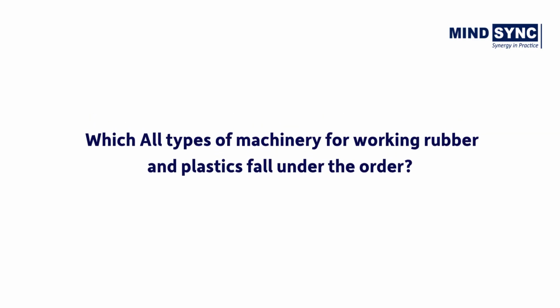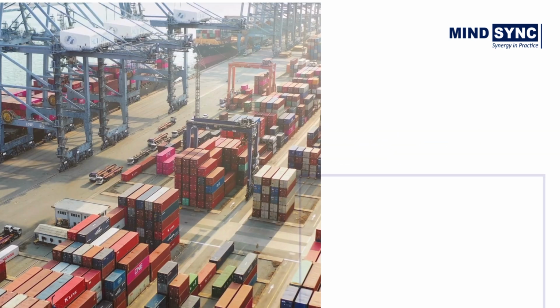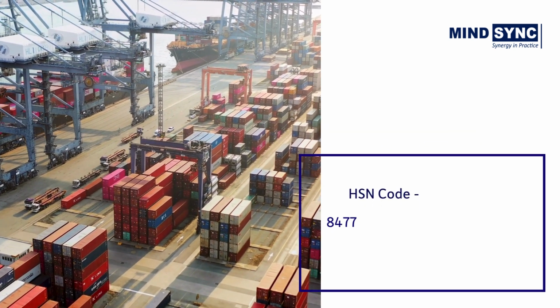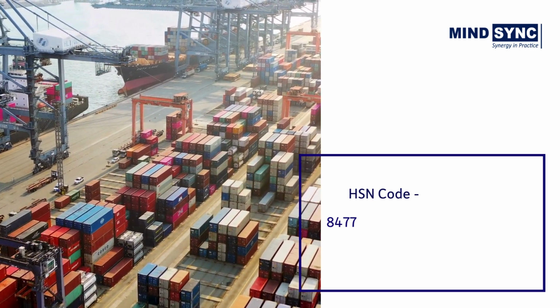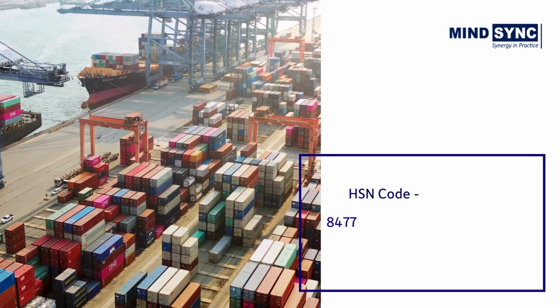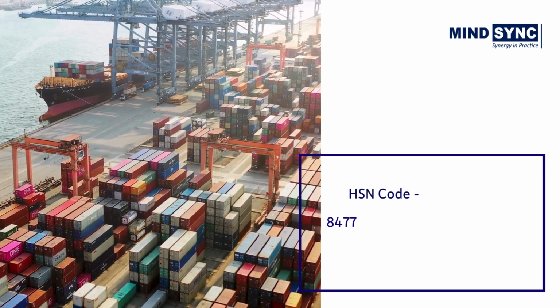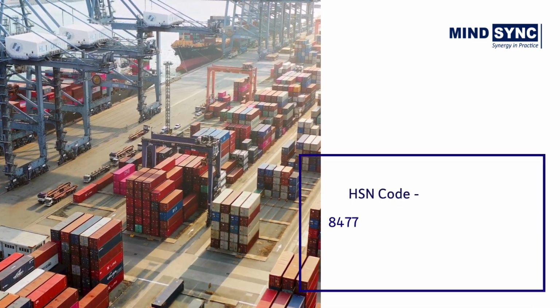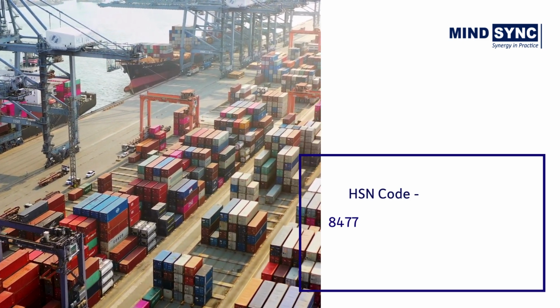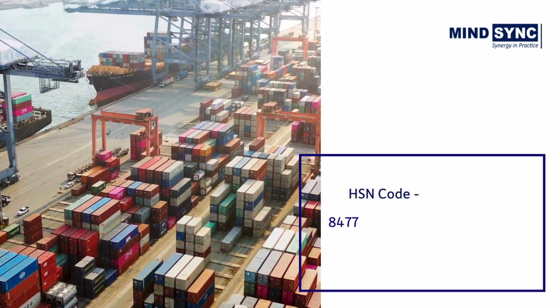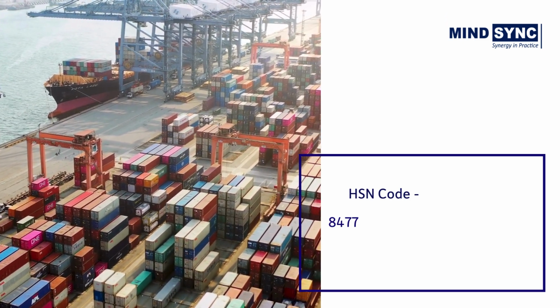Let's begin by identifying which types of products fall under the mandatory BIS certification order. To make this classification easier, we can divide the products into specific HSN codes. All products falling under the following HSN codes will require mandatory BIS certification. If your product falls into any of these categories and codes, you are now mandated to obtain BIS certification.